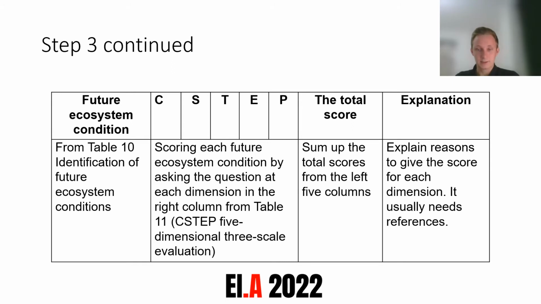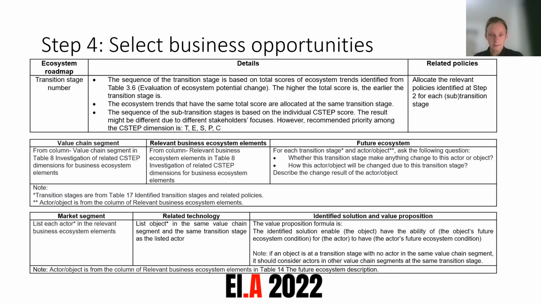You can see here a table where we give them the scores and sum up, and then we can see the timeline. But again, I will go through that when we apply the method. In the end we have the transition stages, and we know how the future ecosystem will be, and we can identify these different value propositions, which lead to these business opportunities.